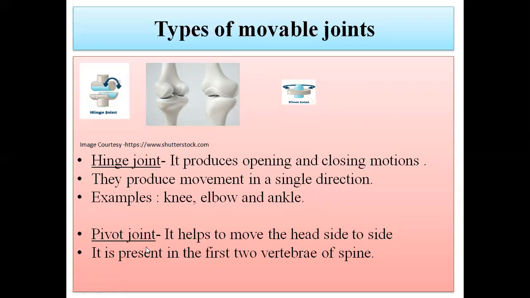The next one is the pivot joint. It helps to move the head side to side. It is present in the first two vertebrae of the spine. When we nod our head, this pivot joint helps us do that. It helps to move the head side to side, and it is present in the first two vertebrae of the spine.